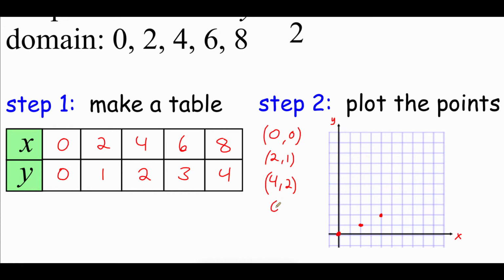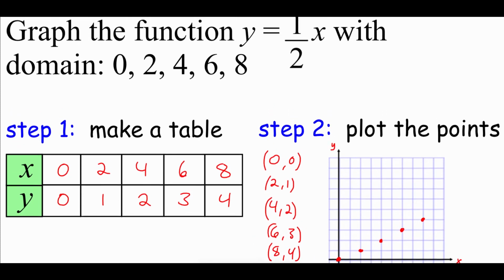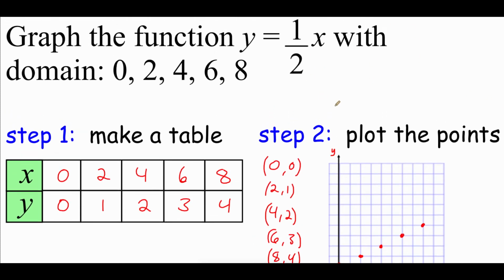My next set of values is 6, 3. So I'm going to the right 6 and up 3. And then my last set of values is 8, 4. So I'm going to the right 8 spaces and up 4 spaces. So those points start to give me a graph of what this function is going to look like visually.